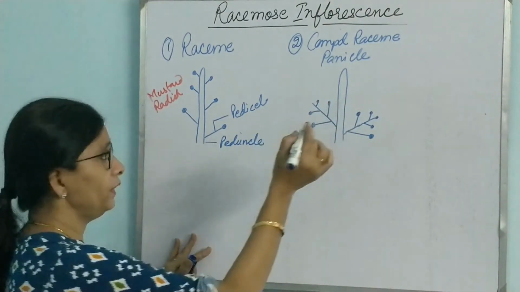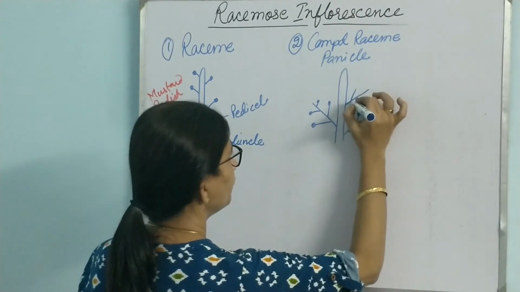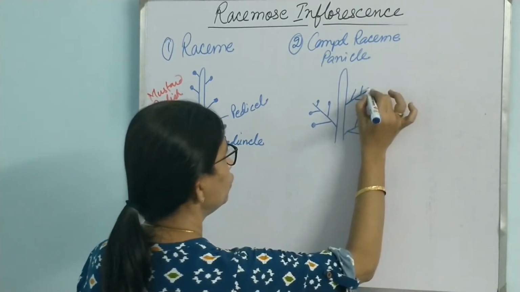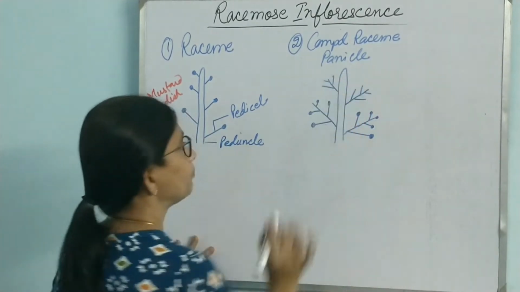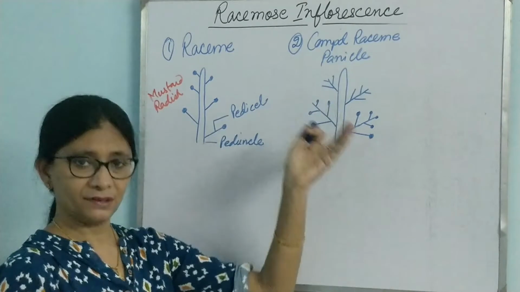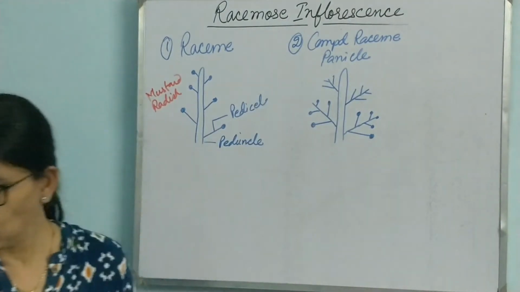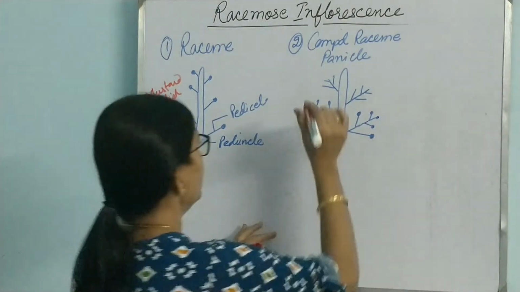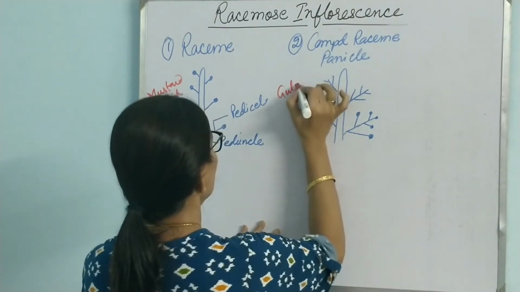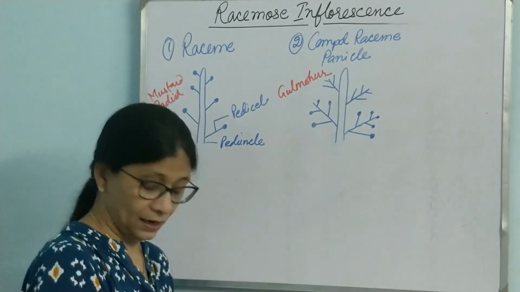So they all grow in that way. Older one will be longer, younger one will be shorter. The rules are same. Just the development is a little bit different. So compound raceme or panicle. The example will be gulmohar, which is known as caesalpinia.